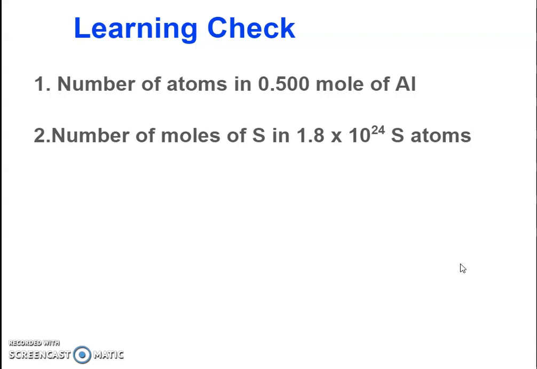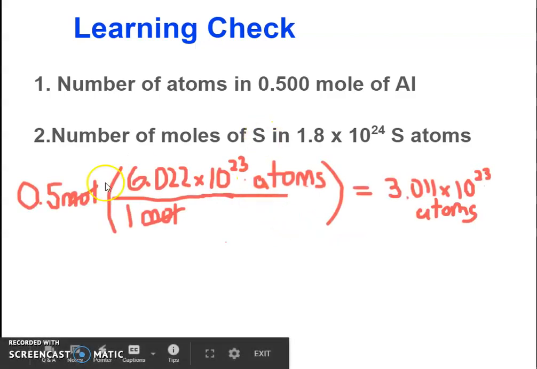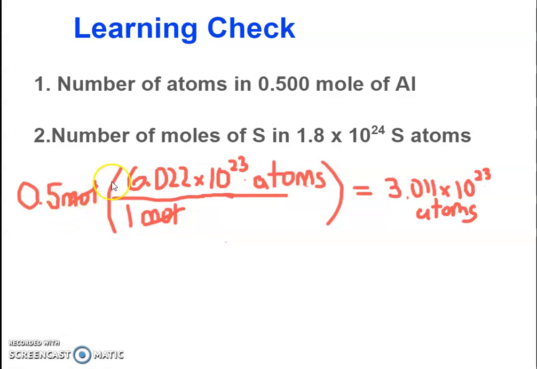Okay, how did you do? All right, if you're having a little trouble, here's how you set them up. So you start with 0.5 moles. So here's our 0.5 moles of aluminum. And now since this is on top, we have to use the conversion factor with 1 mole on the bottom and our Avogadro's number on top. Moles cross out and we multiply 0.5 times Avogadro's number to get our answer.